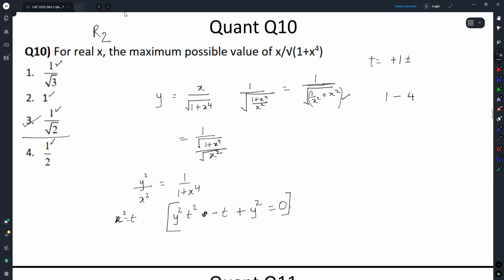One minus 4 y raised to the power 4. Here, y raised to the power 4, why?